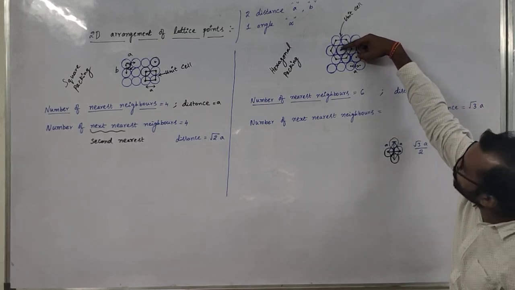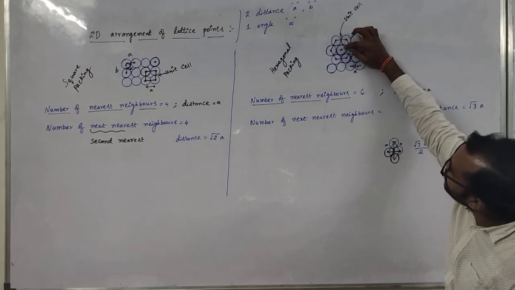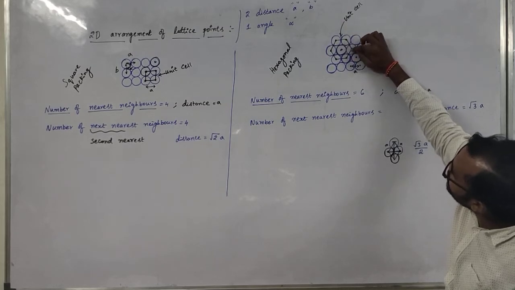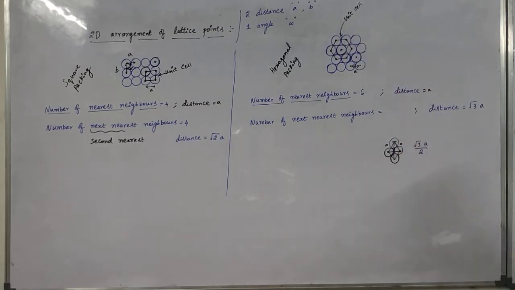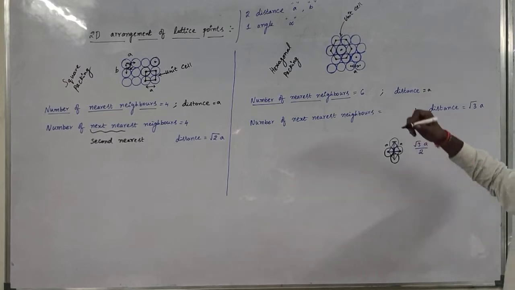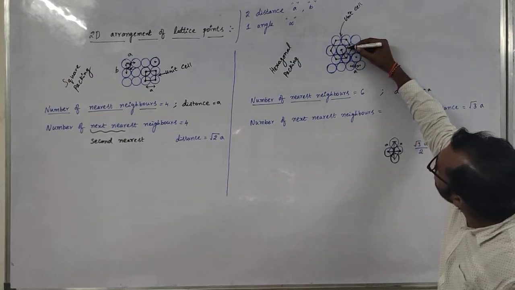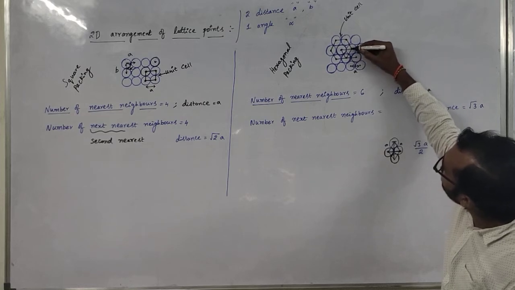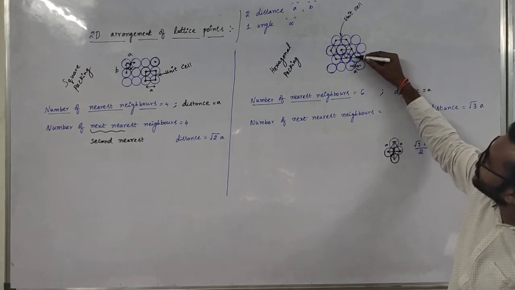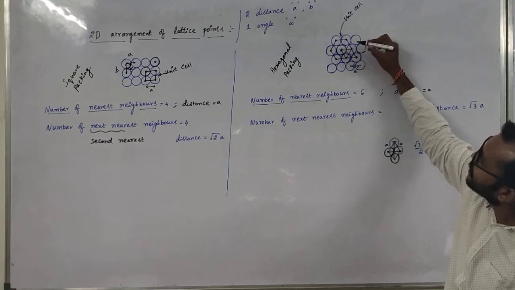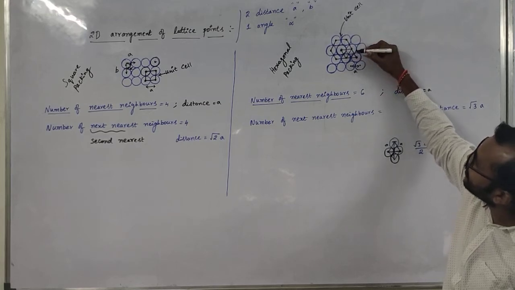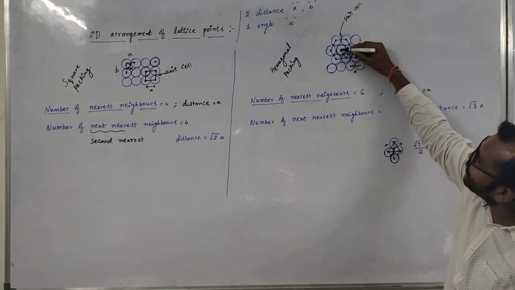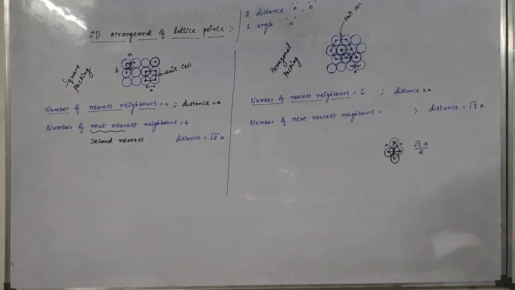Right? So the distance between these two is root 3a. The distance between the center and this side is root 3a by 2, because this forms an equilateral triangle, no? This forms an equilateral triangle, and this is another equilateral triangle. So this is the second nearest neighbor for this. This value is root 3a by 2 and this is again root 3a by 2. The total distance between these two is root 3a.